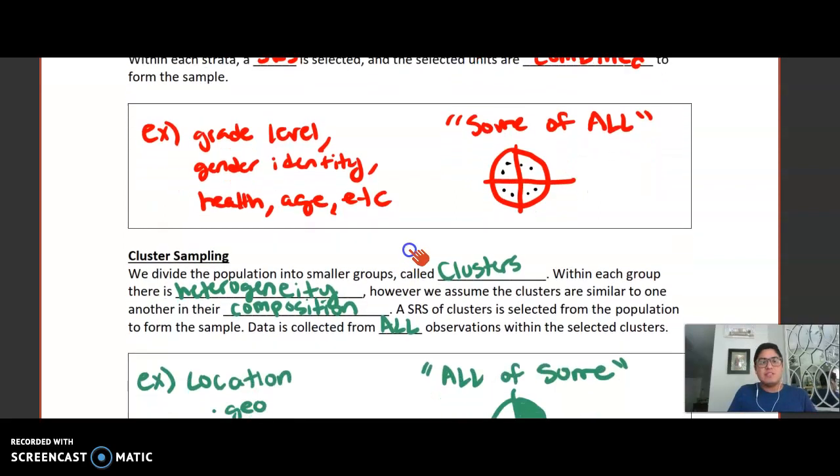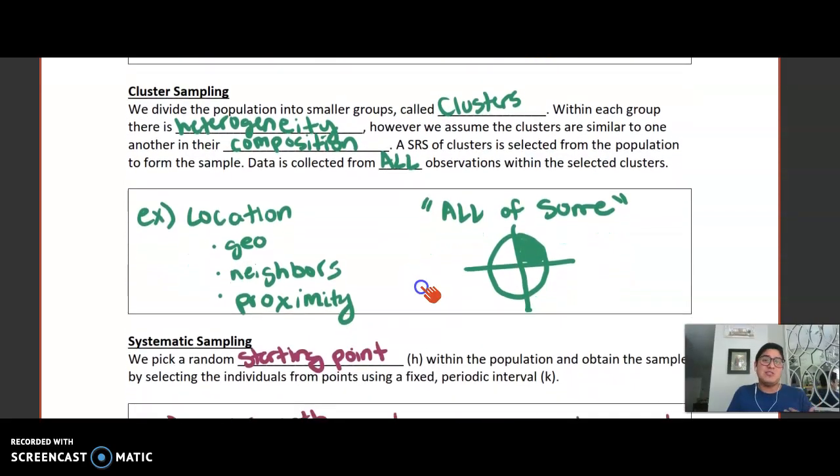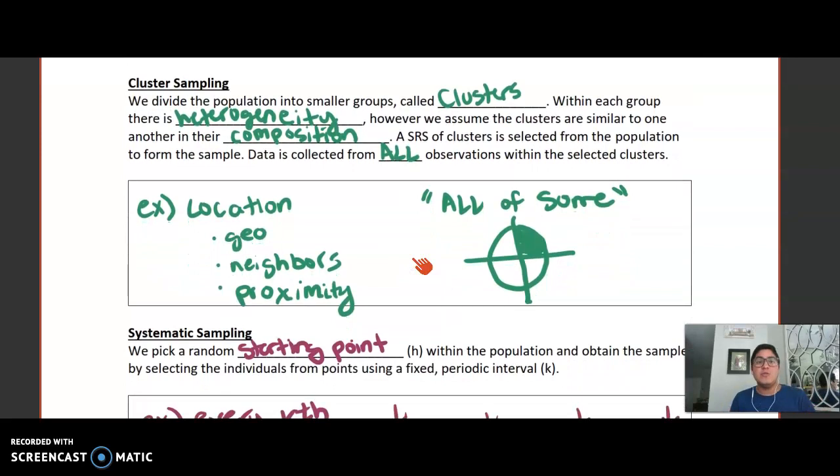Now, sometimes it's a little too difficult and too time consuming to form the strata and find these characteristics. So you do something that's called a cluster sample. And here we divide the population into smaller groups called clusters, and within each group there is heterogeneity. However, we assume that the clusters are similar to one another in their composition. An SRS of clusters is selected from the population to form the sample, and once we have those clusters, data is collected from all observations within those selected clusters.